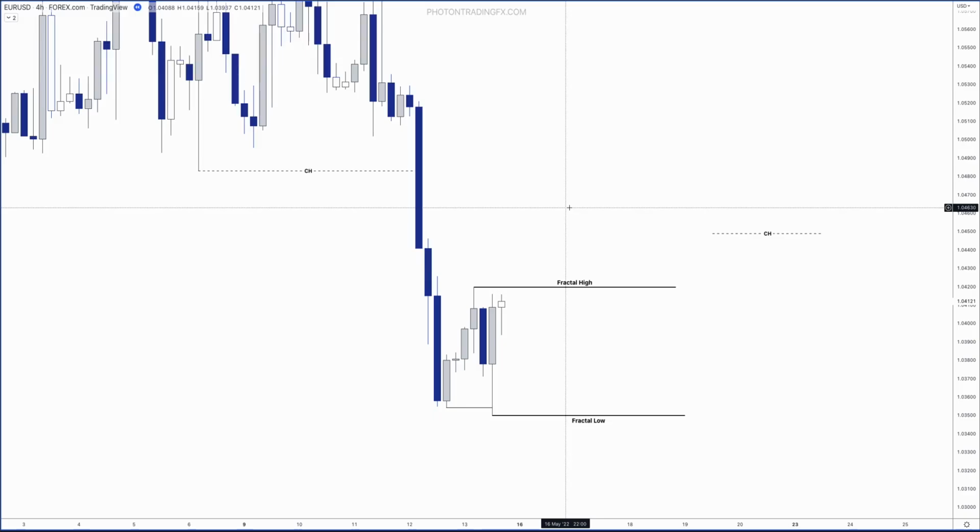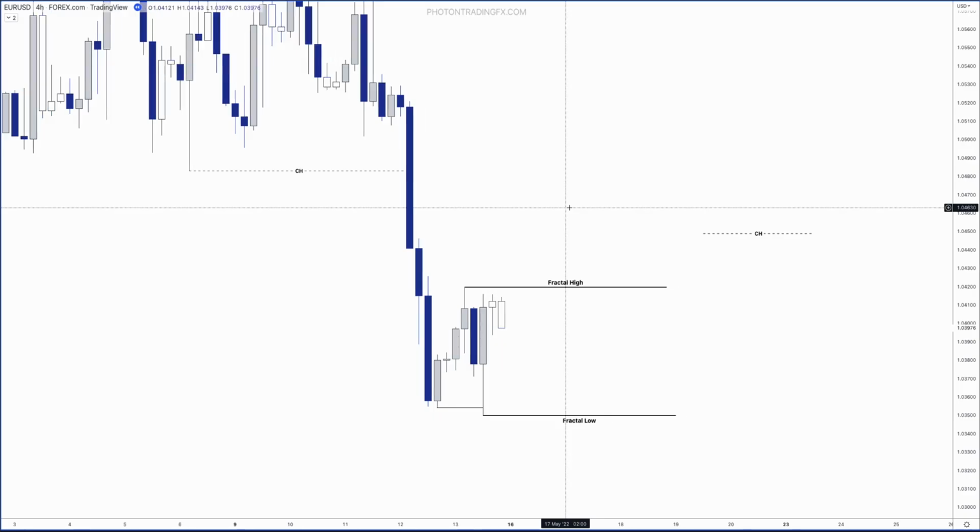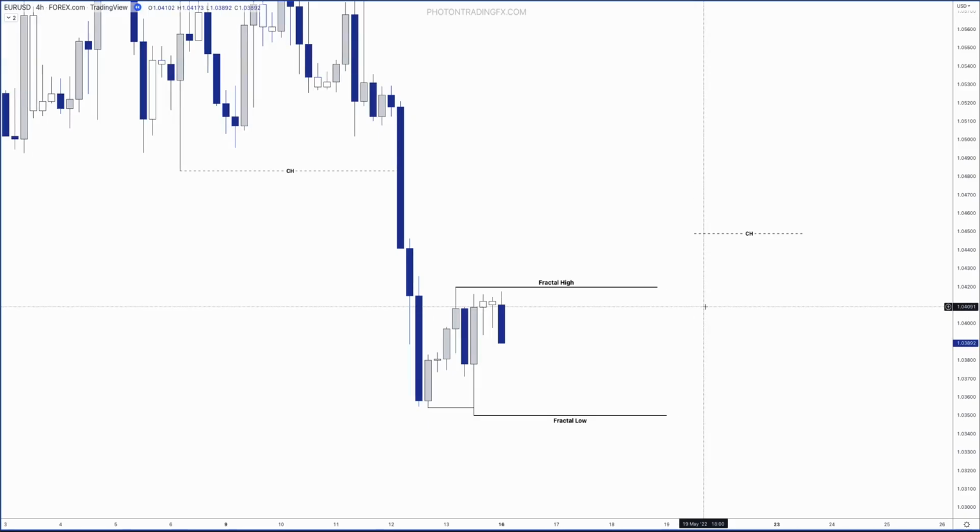So let's see what happens next. Nothing happens, right? We're just moving sideways. And remember, when you have your active fractal range, essentially you do nothing until either the high or the low is broken, right? We basically just ignore everything that happens in between. It's just noise, right? For now, we don't pay attention to it. Okay, so nothing's happened. We haven't broken the high or low.